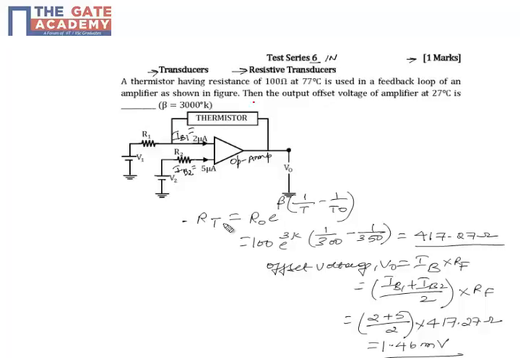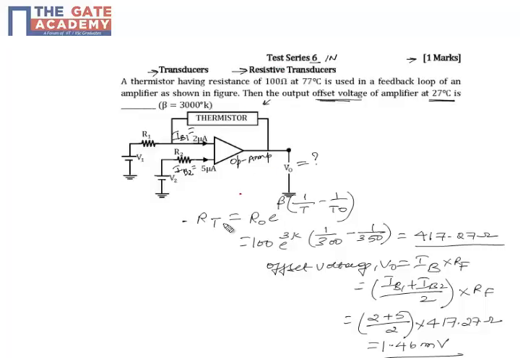We are asked to find the output offset voltage of the amplifier at 27 degrees centigrade. We know that there is an offset voltage that will be created by the op-amp. Because of the thermistor characteristics, what is the offset at 27 degrees centigrade for the given circuit? We are asked to find V output, which is the offset voltage. The offset voltage is given as the base current drawn by the op-amp multiplied by the feedback resistor. Here the feedback resistor happens to be the thermistor.